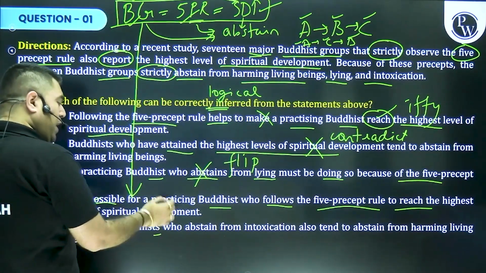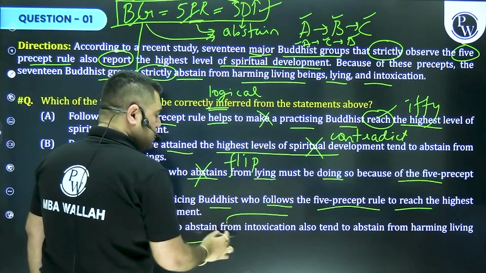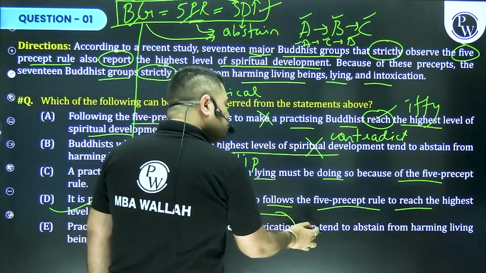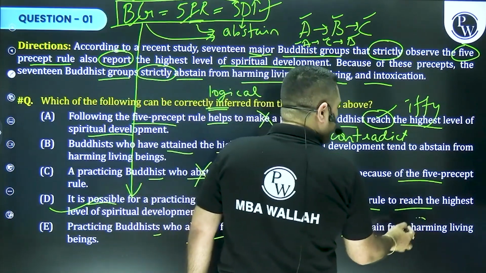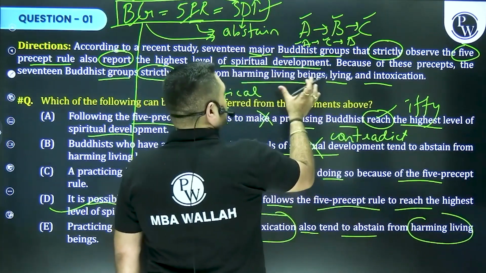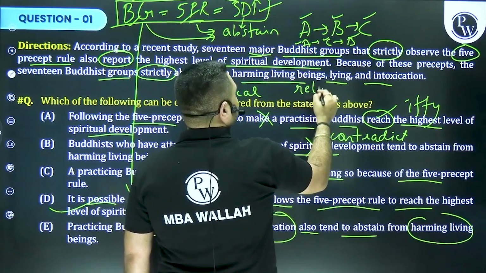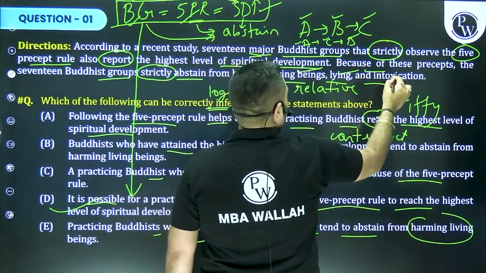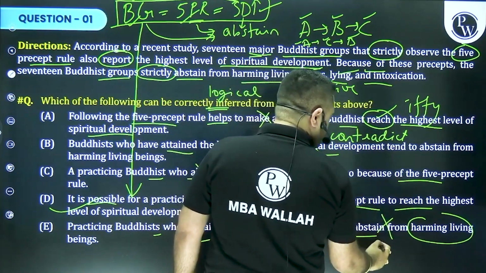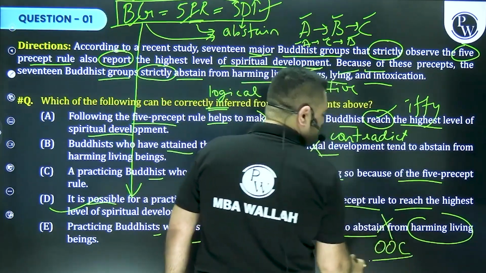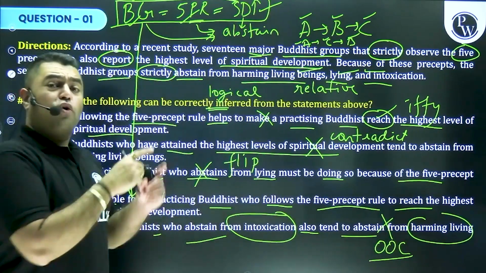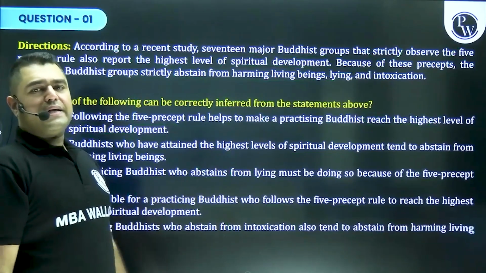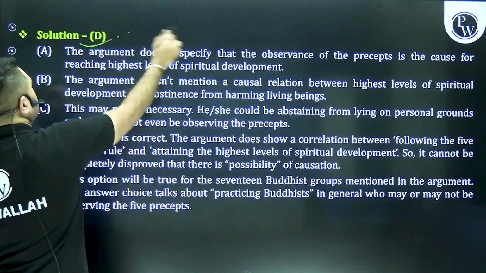E. Practicing Buddhists who abstain from intoxication also tend to abstain from harming. Beta, we are not looking at the relative abstinence of this versus this versus this. Wrong. This option is also out of context. We are not discussing that relationship, whether if one does this then he does that, the overall abstaining. The correct answer is answer option D.